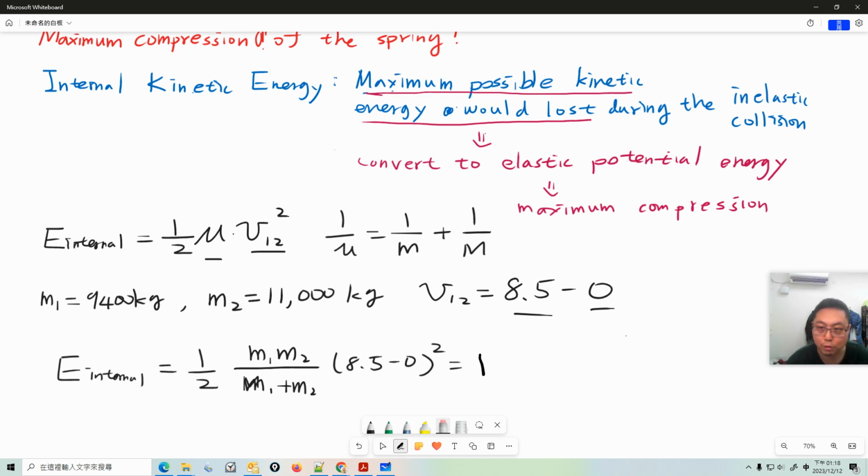Sorry, it's wrong. It's a wrong pen again. It's 183,104. Okay, and the unit is joule.